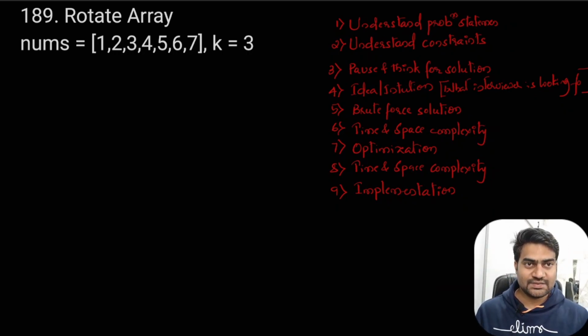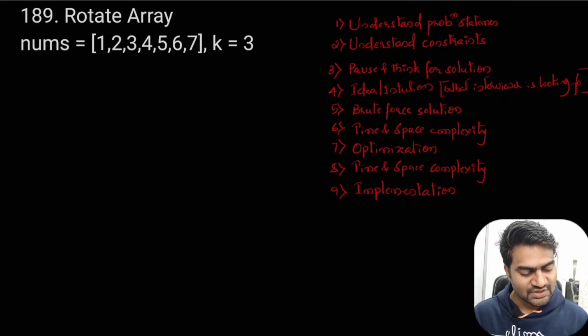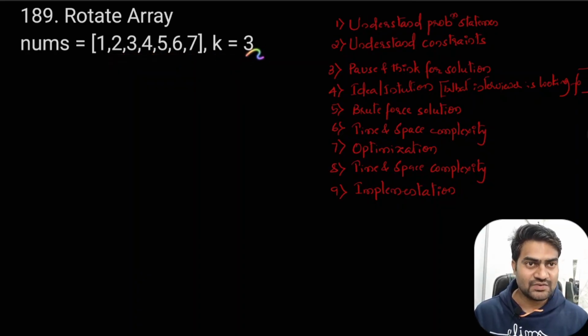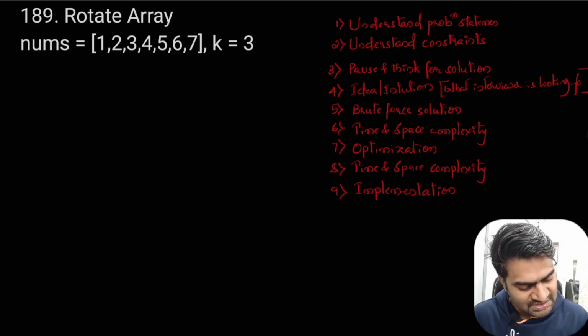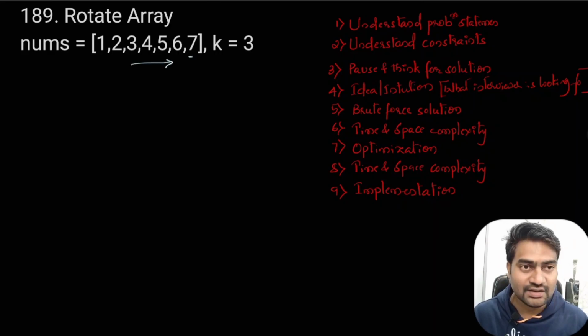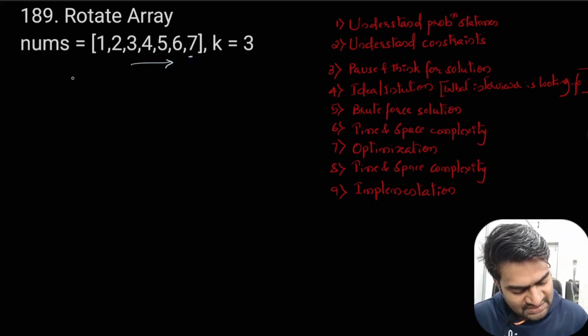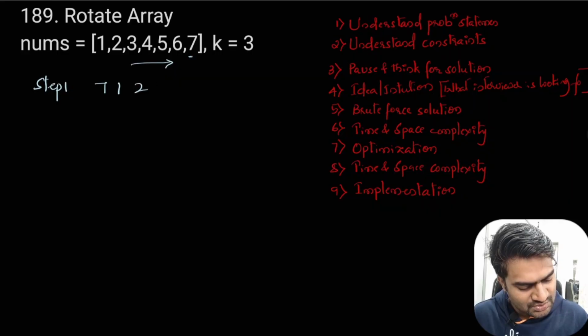This problem is pretty much straightforward. We need to rotate this array by the given k, which states how many steps we need to rotate it. Since in this example k is 3, we need to rotate this entire array by 3 steps. First I will rotate 7. This part will move towards the right and 7 should come to the beginning. So step 1 will be 7, 1, 2, 3, 4, 5 and 6.